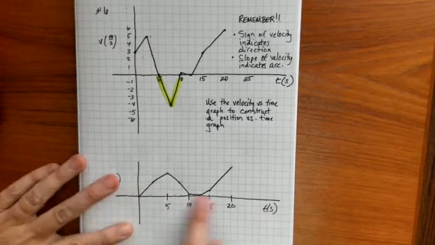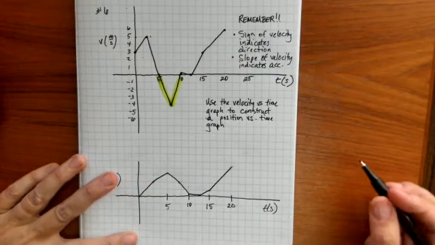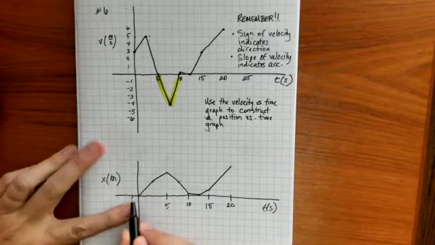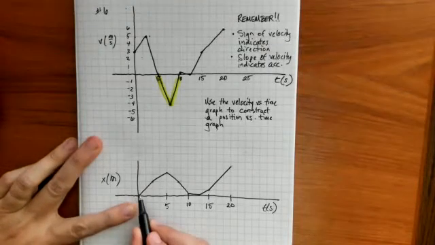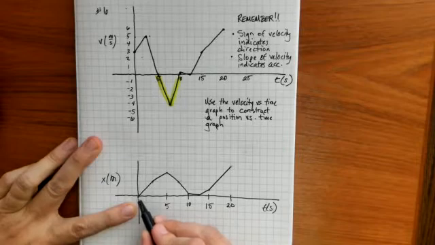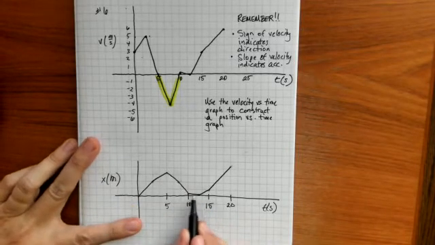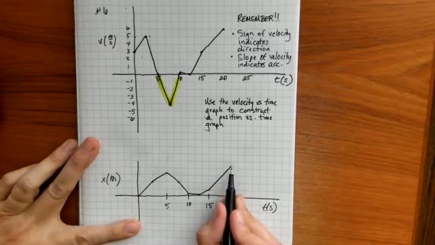Now, again, I'm not worrying about magnitude right now. So I cannot guarantee that my magnitudes are correct for my position versus time graph. But what I'm more interested in is just what is the position of the object doing? So it moves away from the object, then it moves closer to the object, and then it moves away again.